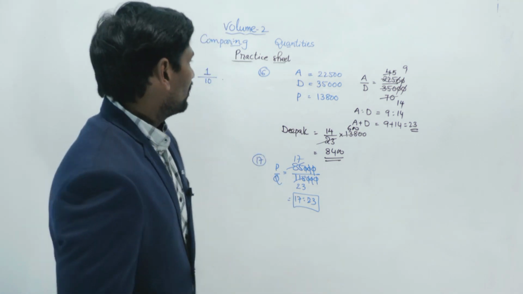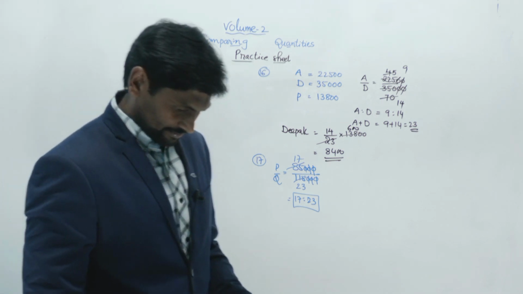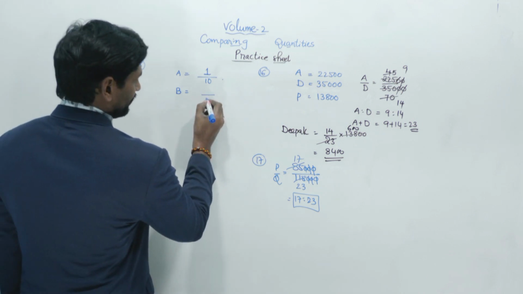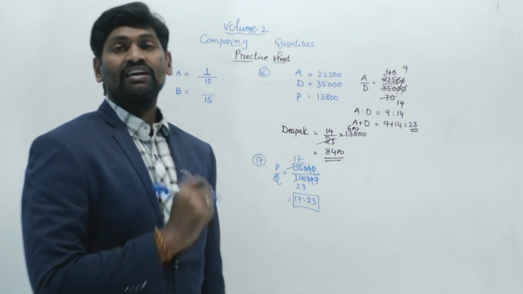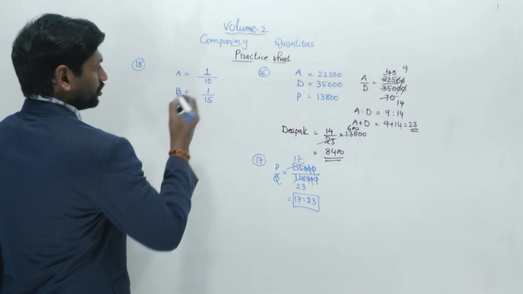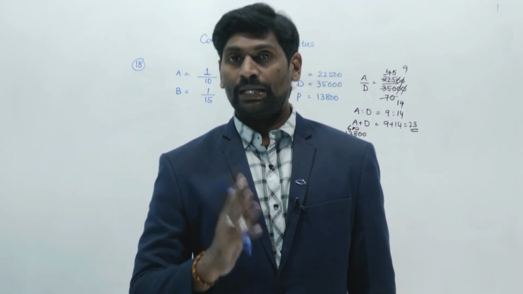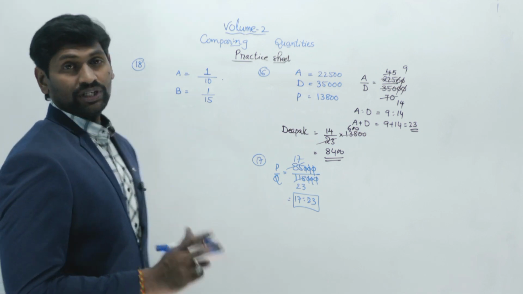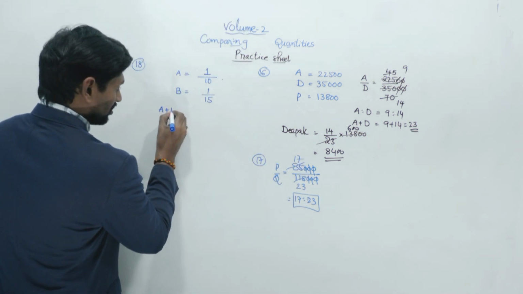Now, B can complete the same work in 15 days. His capacity is less. That means the same work he can complete in 15 days, but his 1 day work will be 1 by 15, 2 days work will be 2 by 15, and 3 days work will be 3 by 15, like that.